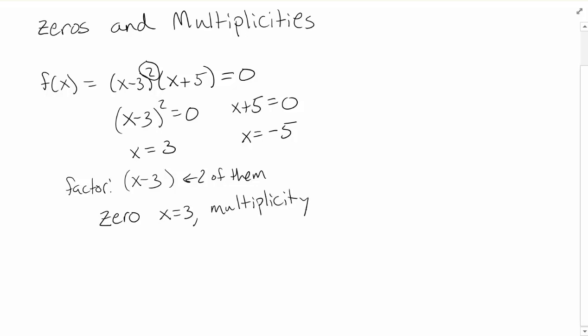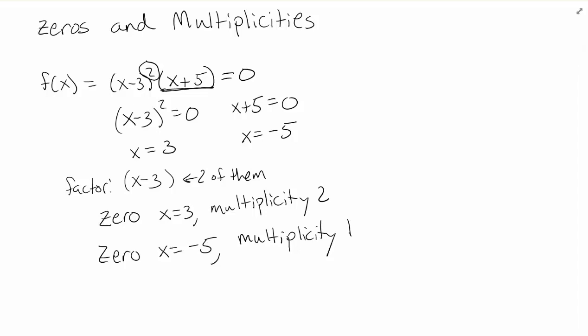2 because there are 2 factors of x minus 3, versus our other 0, which is x is equal to negative 5, but it comes from the factor of x plus 5, and there's only one of those factors. You can see there's only one factor of x plus 5, so it has multiplicity 1. So the multiplicity of zeros just comes from how many factors that 0 comes from that you see.